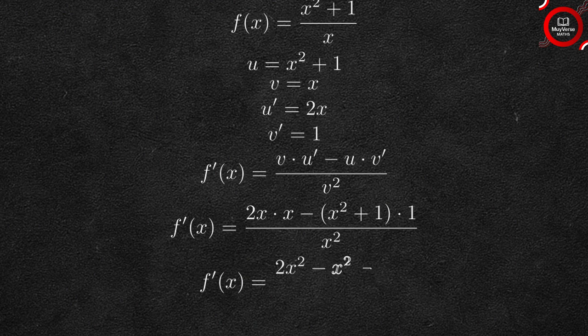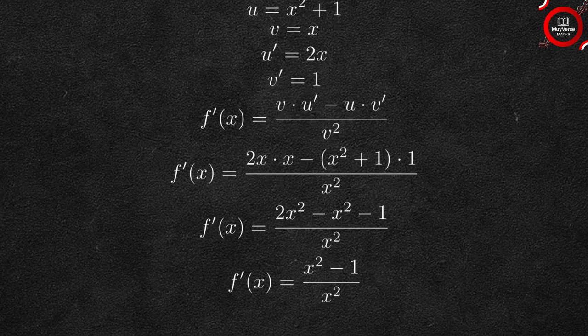Now simplify the numerator. 2x times x is 2x squared. Subtract x squared plus 1. That gives us 2x squared minus x squared minus 1, which is x squared minus 1. And this is the final simplified derivative. Let's highlight the answer.